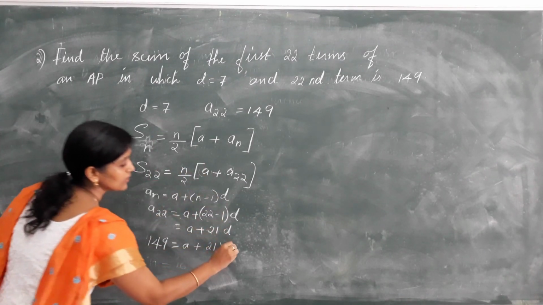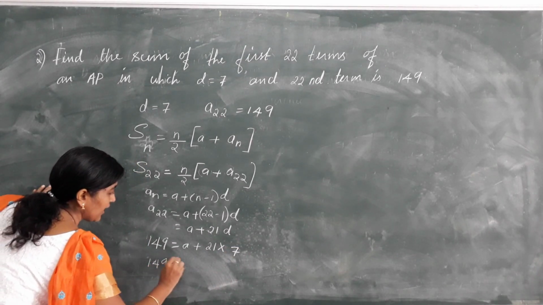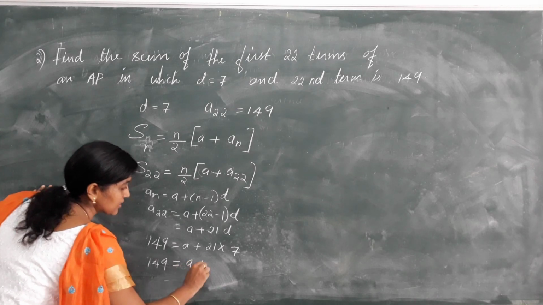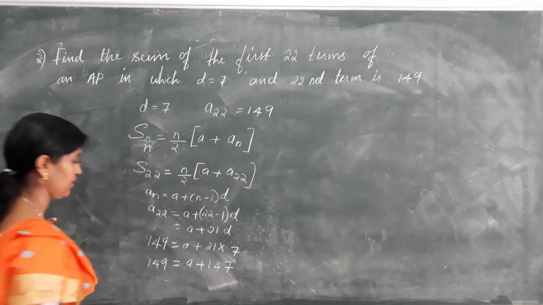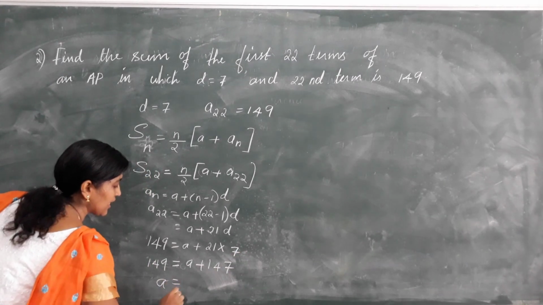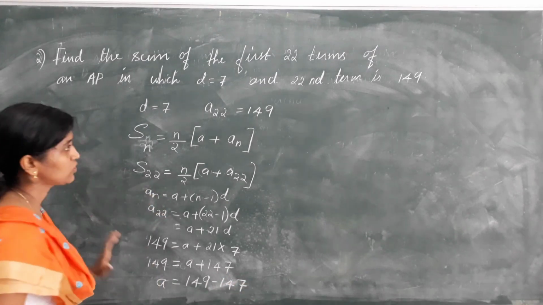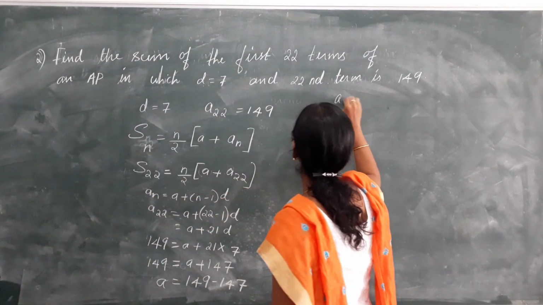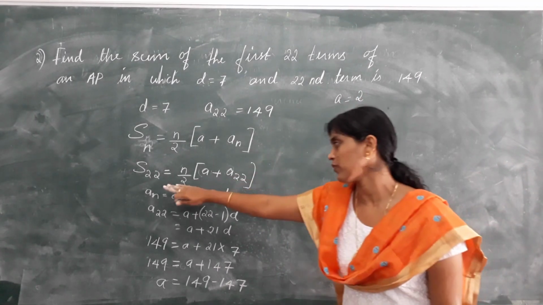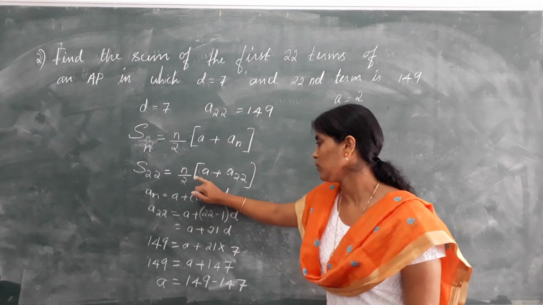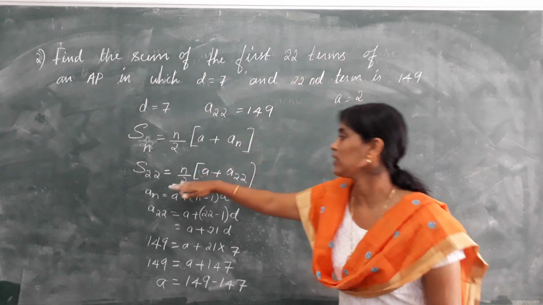D is equal to 7. So we will get 149 is equal to a plus 21 into 7, which is 147. So a is equal to 149 minus 147. So from here, a is equal to 2. Now, getting a as 2, you can use the formula, and in this formula the only unknown was a. You can get the value of the sum of the first 22 terms using this formula.